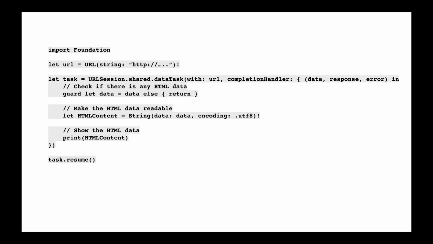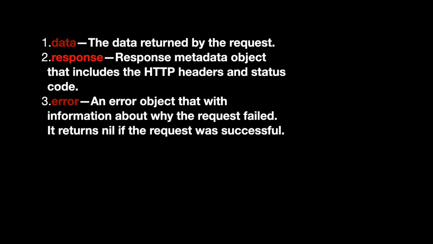To retrieve a web page in Swift, use the URLSession.shared.dataTask function. This function takes a URL object as its first argument and a completion handler as the second one. This completion handler function takes the following parameters: data, response, and error. Data is the data returned by the request. Response is the response metadata object that includes the HTTP header and the status code. Error is the error object with information about why the request failed. It returns nil if the request was successful.